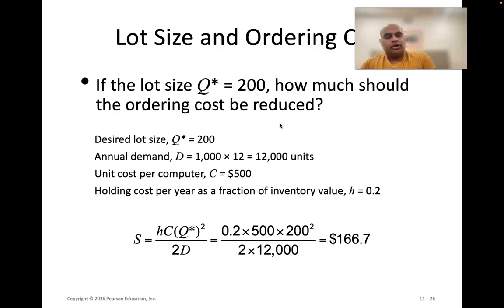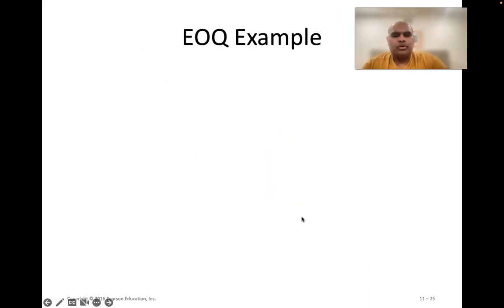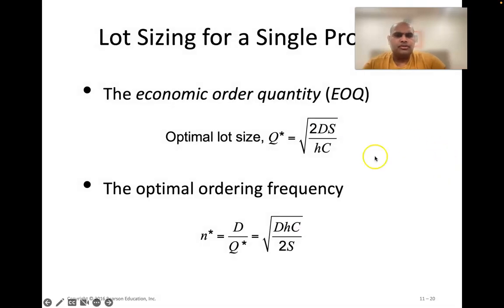So originally our ordering cost was $4,000. So how do I figure out what the ordering cost should be? So if I go back to the equation for my economic order quantity model, which is what we have here, within this equation, what I can do is I can square both sides and then solve for S. So S will be Q squared times H times C divided by 2 times D. So that will be the value of S.